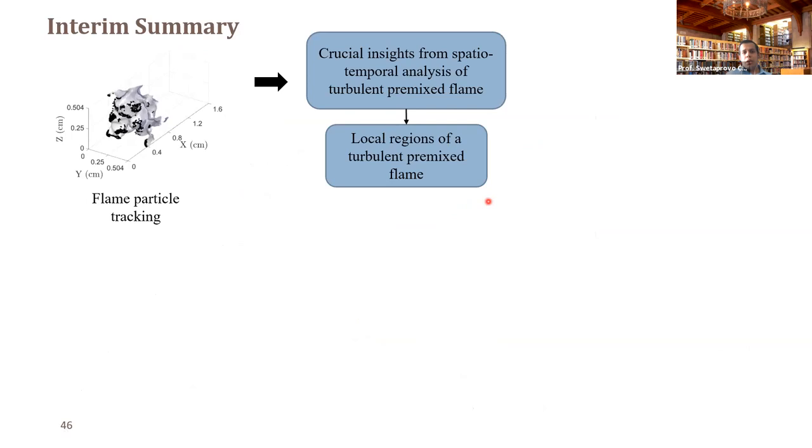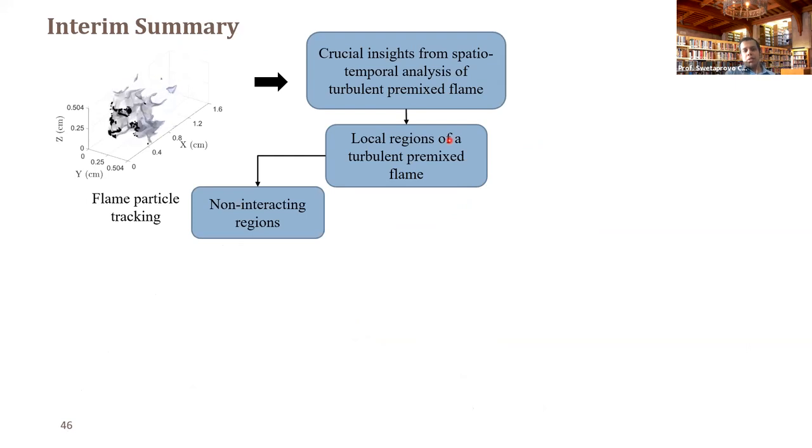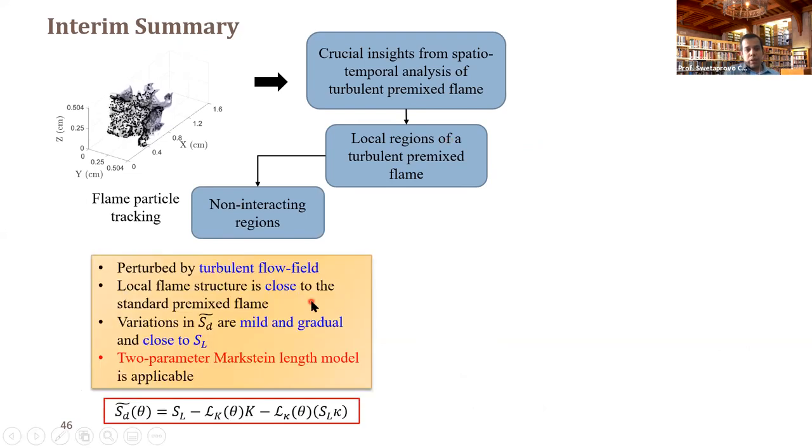So to summarize, by analyzing these flame particles from the generation to the annihilating locations, you can find insights on the temporal evolution of the local states of the flame. Okay. And you can essentially differentiate into two states. One is the non-interacting states, which are perturbed by the turbulent flow field. The flame structure, at least in this regime, is still close to a standard premixed flame. And the variations in the density weighted flame displacement speed are mild and gradual and close to SL. And in this region, the two parameter Markstein length model is applicable. Okay. So this is the two parameter Markstein length model applicable for most part of the flame.